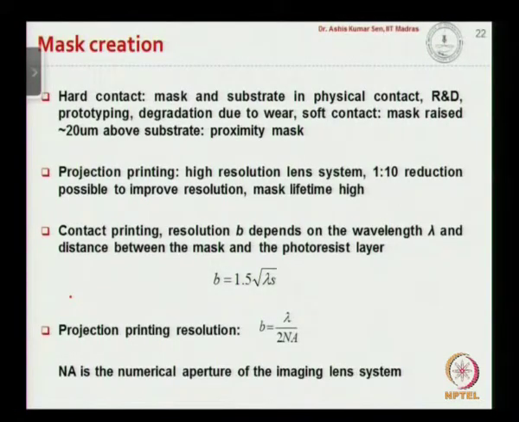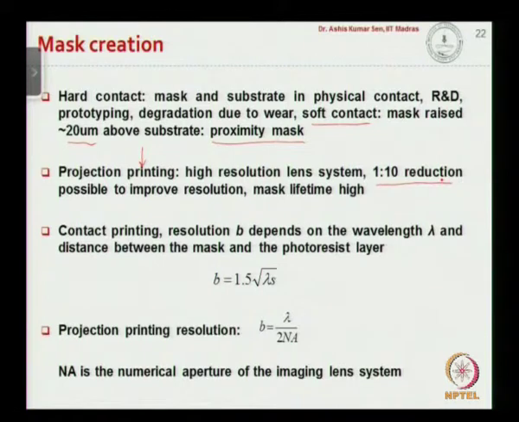So in hard contact there will be physical contact, in soft contact the mask will be lifted about 20 micron above the substrate, and this is also known as proximity mask, where the mask is not actually in physical contact, but there is a gap between the mask and the surface. In projection printing we are using a high resolution optics system. Typically 1:10 reduction is possible to improve the resolution.